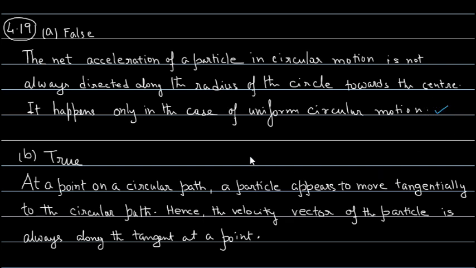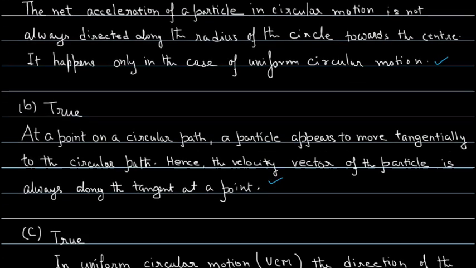Now, the second statement is true. Reason: at a point on the circular path, a particle appears to move tangentially to the circular path. Hence, the velocity vector of the particle is always along the tangent at that point. So this is the reason why the second statement is true.